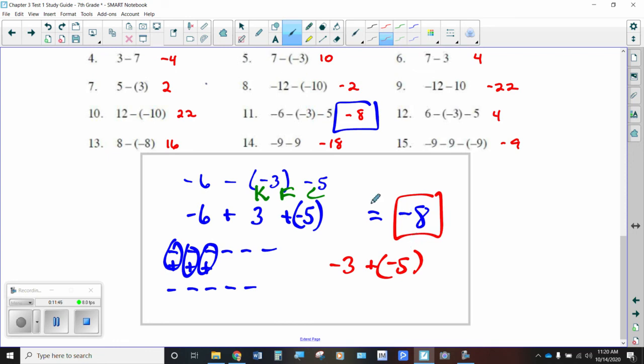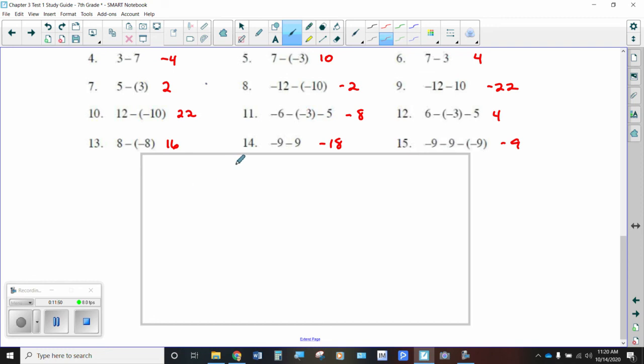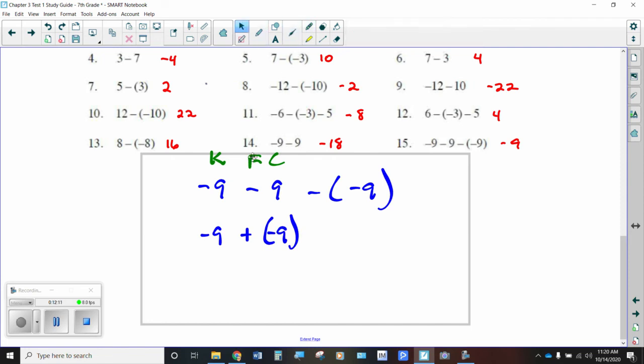Okay. I'll do one more. I'll do number 15, and that will end this. Okay, so let's take -9 minus 9 minus a -9, and I'm going to do that KFC thing once again in stages. I'm going to keep this as a -9. I'm going to flip that to a plus sign. I'm going to change that to a -9. Then I'm going to keep this as a -9 and flip that to a plus sign and change this to its opposite, which is +9.